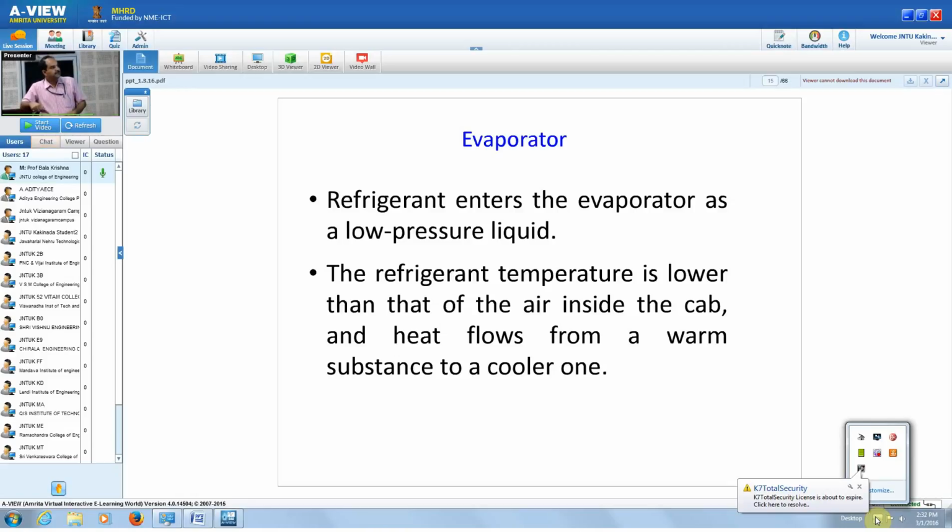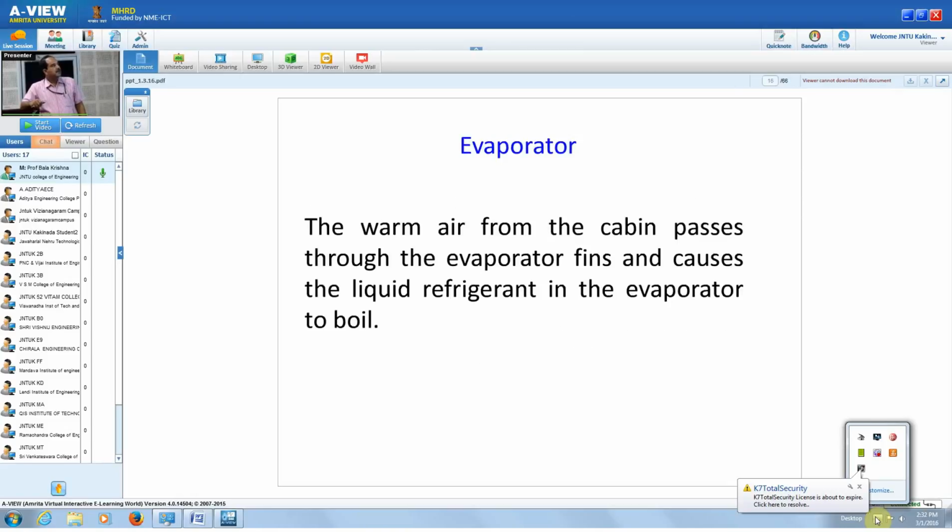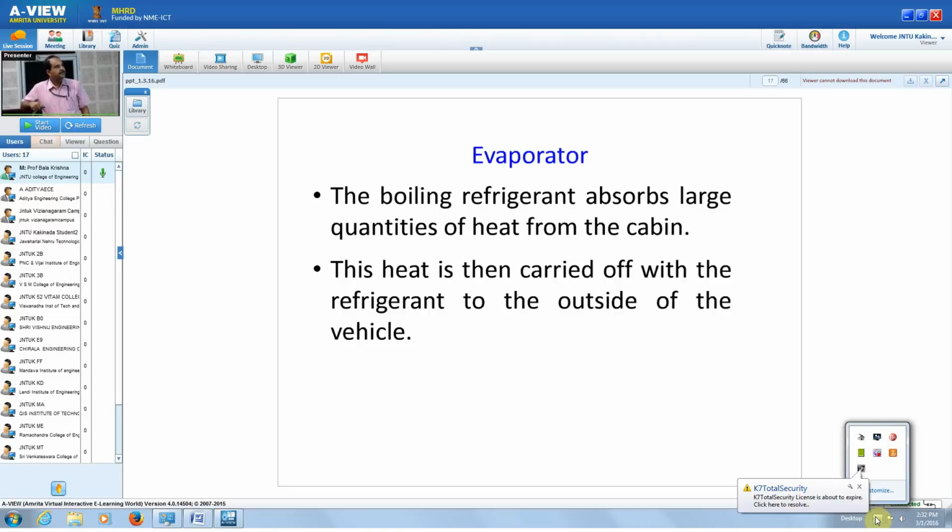Next. The warm air from the cabin passes through the evaporator fins and causes the liquid in the evaporator to boil. Right? Next. The boiling refrigerant absorbs a large quantity of heat from the cabin. This heat is then carried off with the refrigerant to the outside of the cabin, vehicle means cabin here.